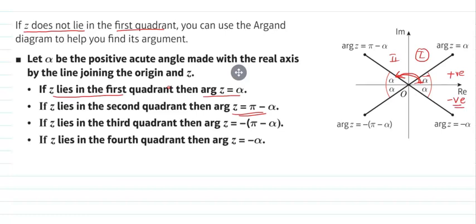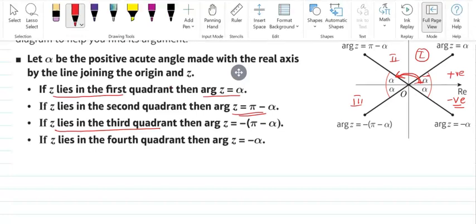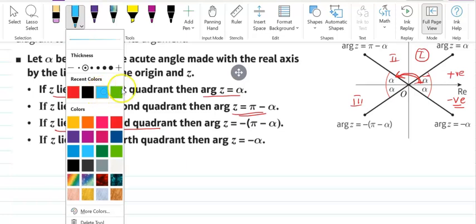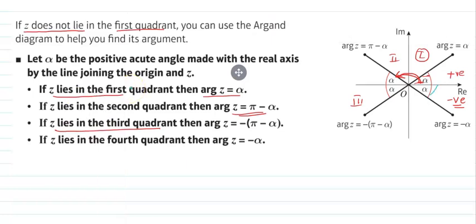In what way is it negative? I'll explain here. If Z lies in the third quadrant, so this is the third quadrant, then you are going in this direction. If you see my blue ink, you are going until here and stopping here. So how much is this angle? This is pi minus alpha, but because it is in the negative direction, we'll put minus pi minus alpha. If it is in the fourth quadrant, then you are measuring this angle only, and because it is in the negative direction, it will be minus alpha.